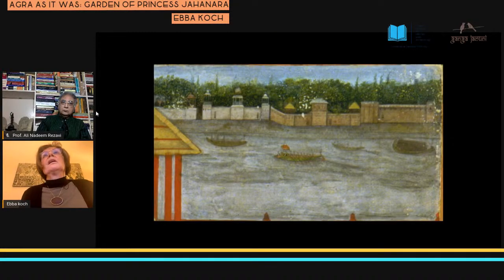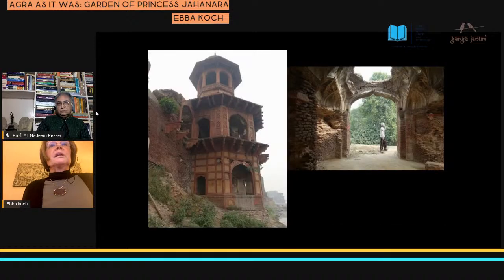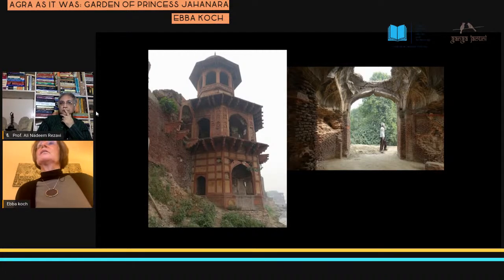So this gives an impression of the riverfront towers which framed the garden buildings on this painting of the 17th century. Next slide, please. The brick construction of the tower is hidden behind a revetment of red sandstone carved with decorative motifs which are typical of the first decades of the 17th century.